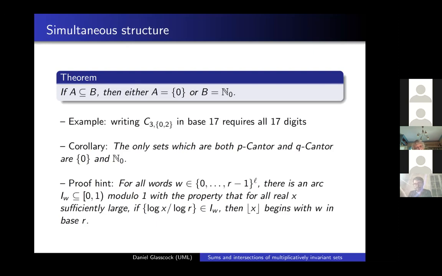Here is one way you can think about how to prove something like that. And again, this is all I want to say about the proof. A 25-minute talk is not so long. If you take any word that might appear in base R, so just take any word in the letters 0 up to R minus 1, there's an arc on the circle with the property that for any real number x that's large enough, the fractional part of log x over log R falls within that arc if and only if the floor of x as an integer begins with that word w in base R. So there's an arc on the circle which tells you that the floor of x will begin with a specific word in base R. If you're looking for that word, it's enough to make log x over log R fall within this arc.